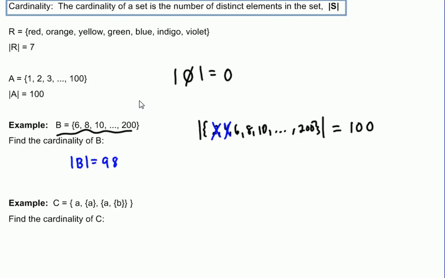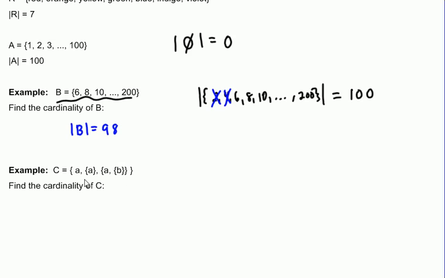Now sometimes people like to do the subtraction of 200 minus 6 and say, well, that's 194, and divide that by 2, and you get 97, and then you have to remember to add 1 because you're counting one of the endpoints. I think that gets a little bit confusing. So I prefer to just think of a big set that either includes this or almost includes this, that's easy to count, and then just sort of tweak the answer based on whether I have to remove elements or throw elements in.